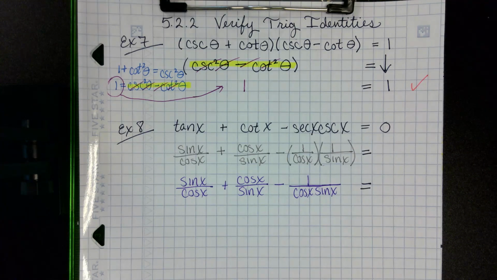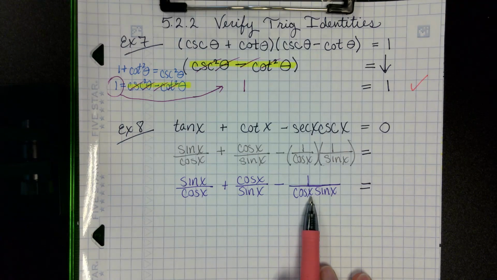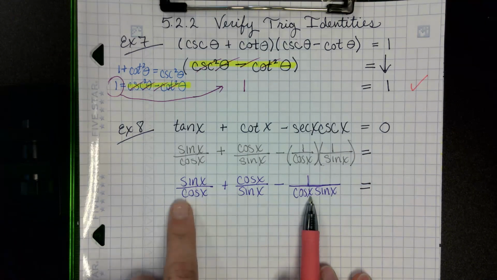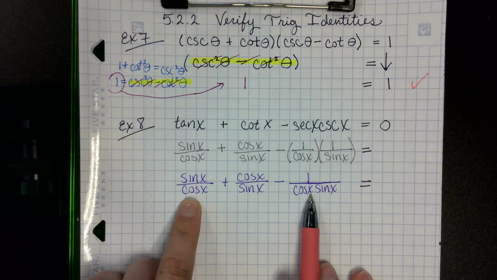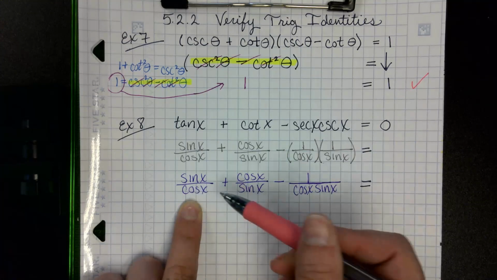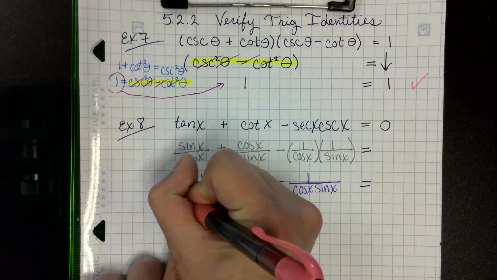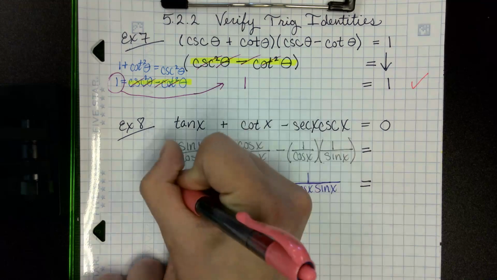Okay, so now I have three fractions, and I want to add them and subtract them. To add and subtract fractions, we must have a common denominator. So we want to match the most complicated denominator, which would be the cosine sine. Because that way I only have to change two of them. So if in the first fraction I have a denominator cosine, this one's cosine sine, so it's missing the sine. So all I need to do to make this a common denominator is multiply top and bottom by sine x.